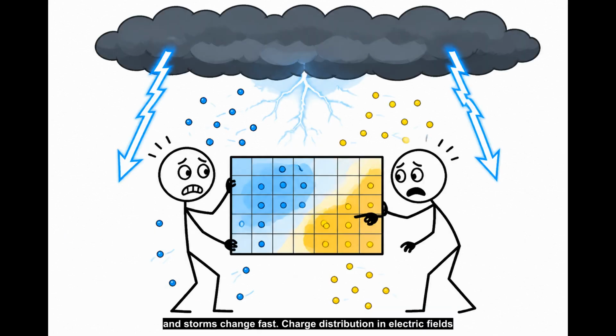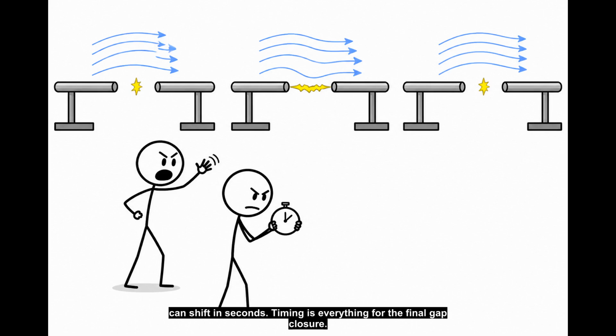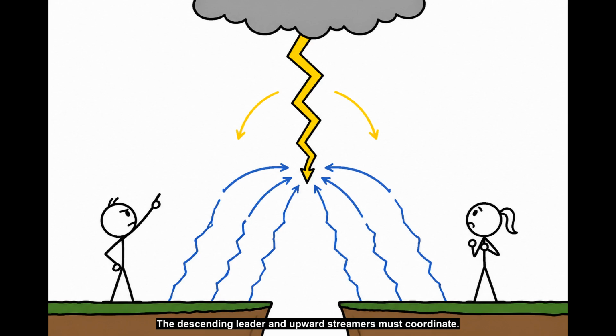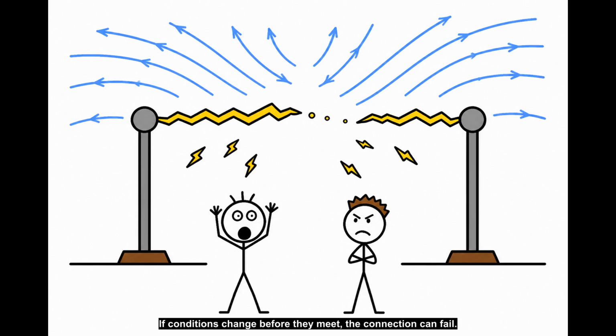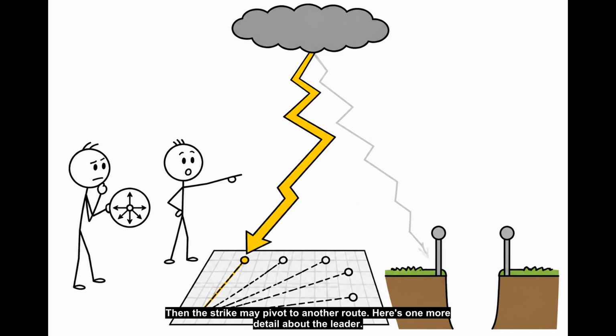Charge distribution and electric fields can shift in seconds. Timing is everything for the final gap closure. The descending leader and upward streamers must coordinate. If conditions change before they meet, the connection can fail. Then the strike may pivot to another route.